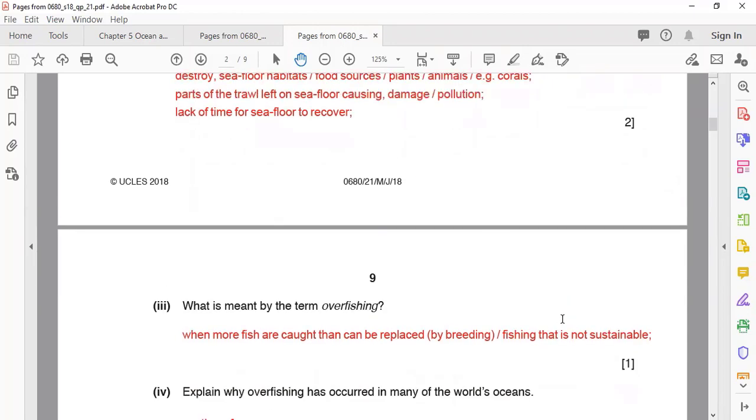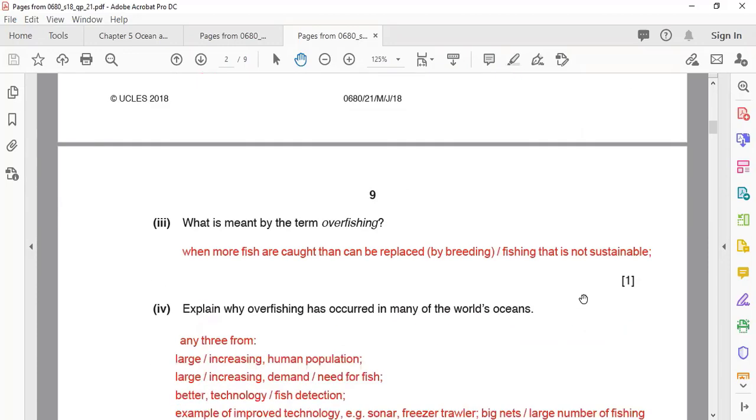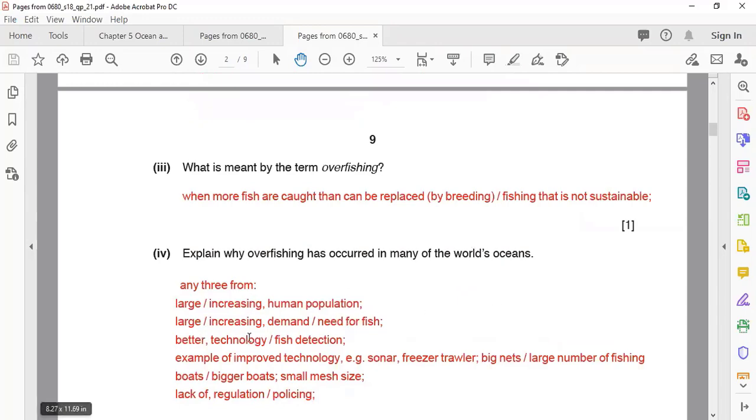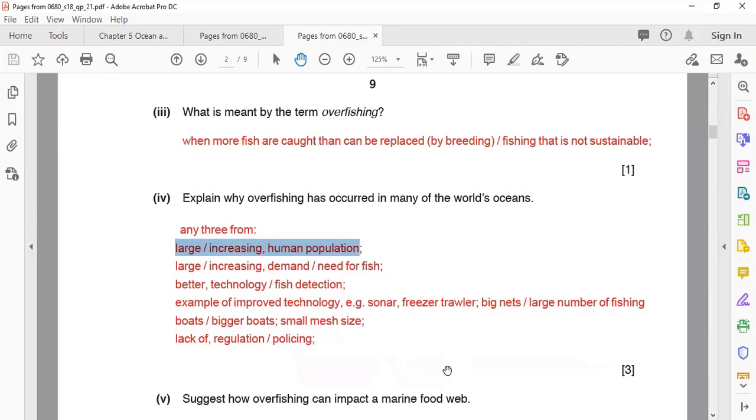Explain why overfishing has occurred in many of the world's oceans. Still, it is happening. It's not a good thing, but it is happening in different parts of the world. What do you think can be the reason? Why are people still doing this? What do you think? Maybe the government does not have resources to stop it. Yes. Maybe there are no laws for this. So there are different things. You see, human population is increasing, and new techniques. Yes, and big boats, large fishing fleets, lack of regulation policies, meaning the government did not make any rules. At least one. The number of people is increasing, they need more fish. You can write any three, because it is three marks.